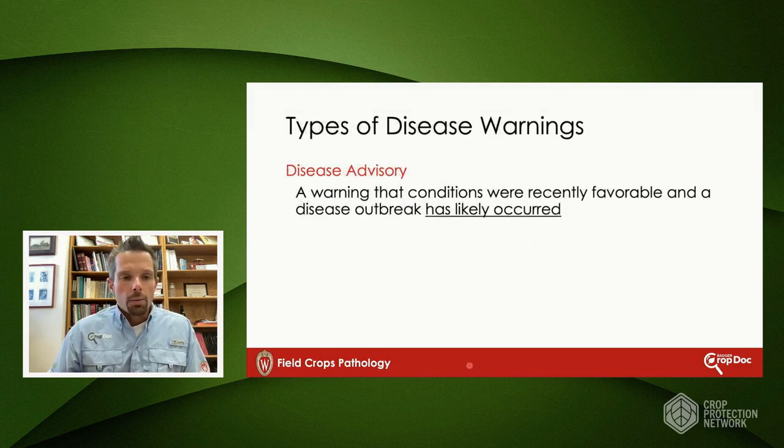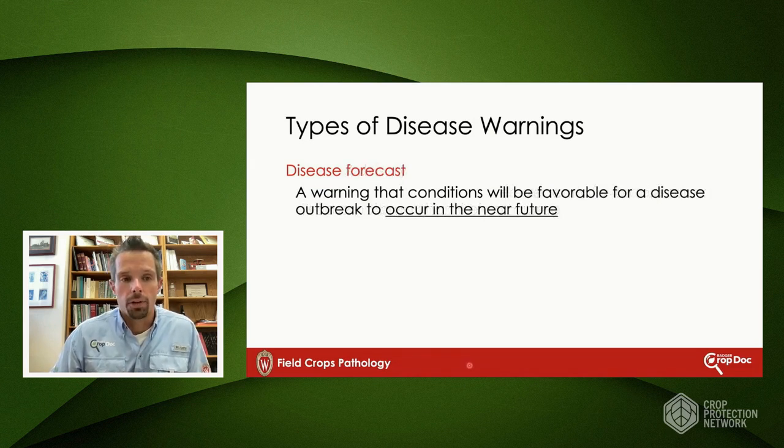Among the types of disease warnings we can have is a disease advisory, a warning that conditions were recently favorable and a disease outbreak has likely occurred. This is what we use a lot, a disease advisory type system where we're trying to make some fundamental decisions. Should we be putting a fungicide on or something like that? So we're looking at a disease advisory that essentially revolves around the disease triangle.